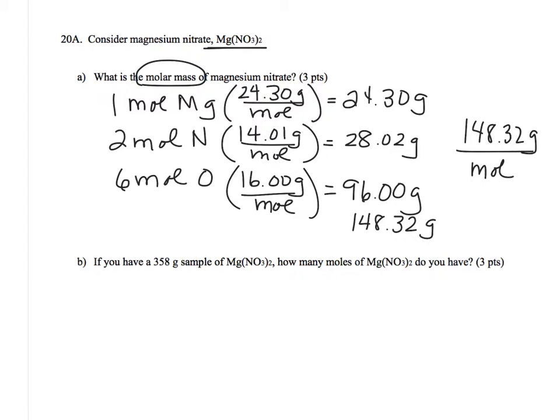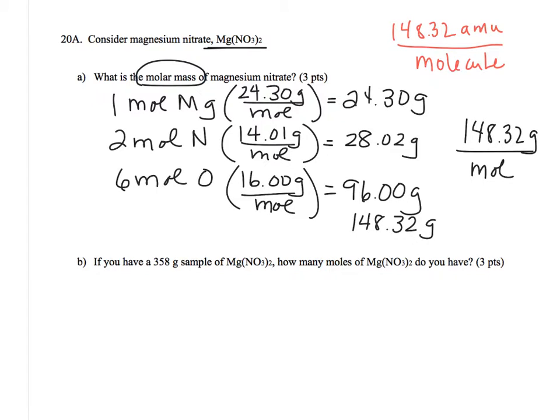There were a number of students who ended up assigning these units as AMUs. And it is true that this numerical value would be what you would get if you were doing, let me just write it up here, 148.32 AMUs per molecule. And this is a true statement. 1 molecule would have a mass of 148.32, but because I asked for the molar mass, I really wanted the mass of a whole mole of this stuff, and that's going to be in grams.